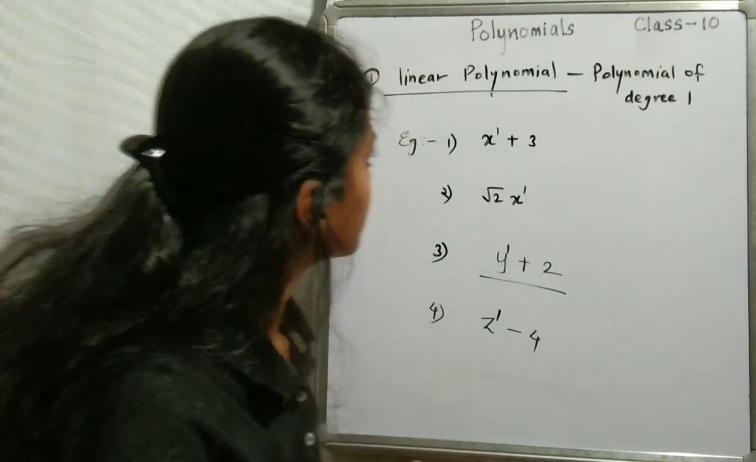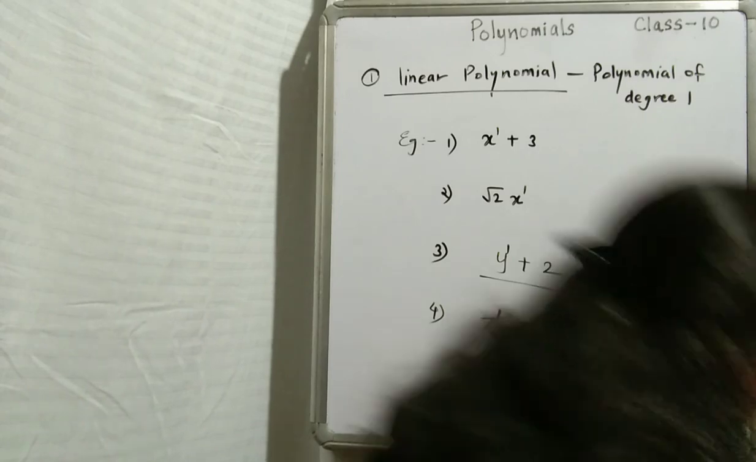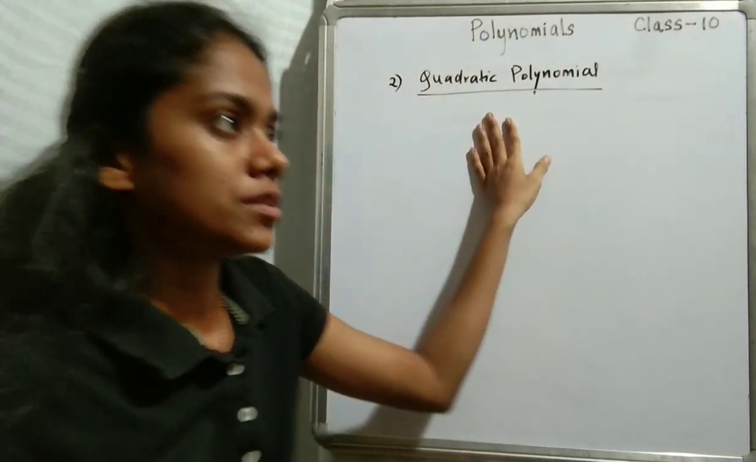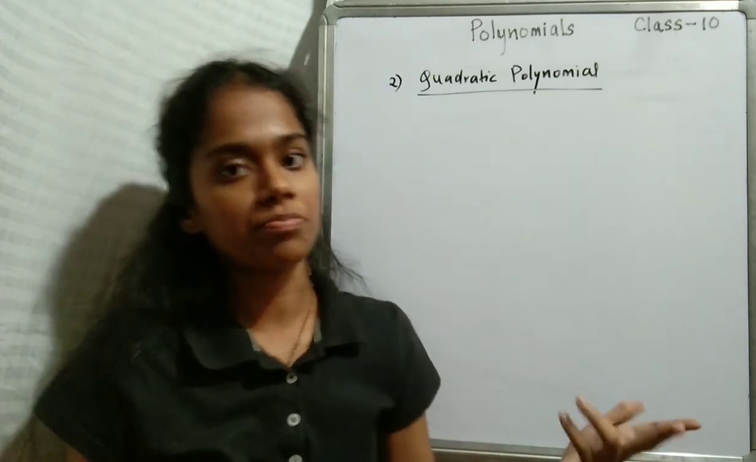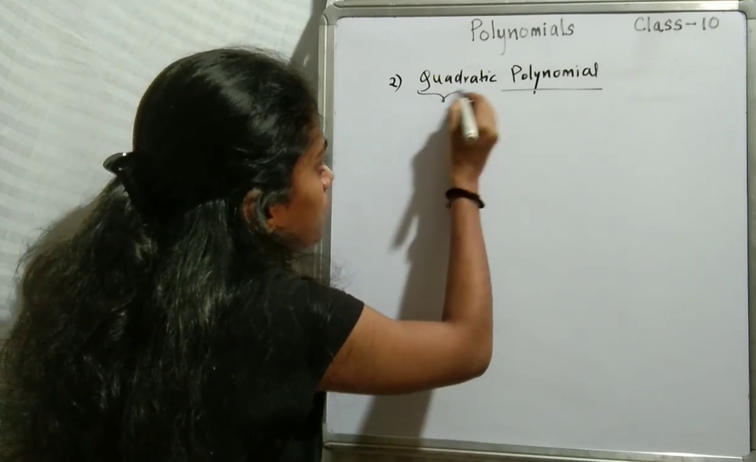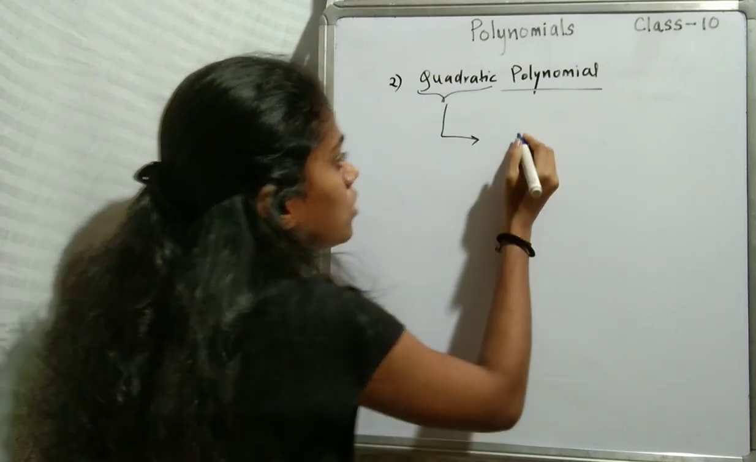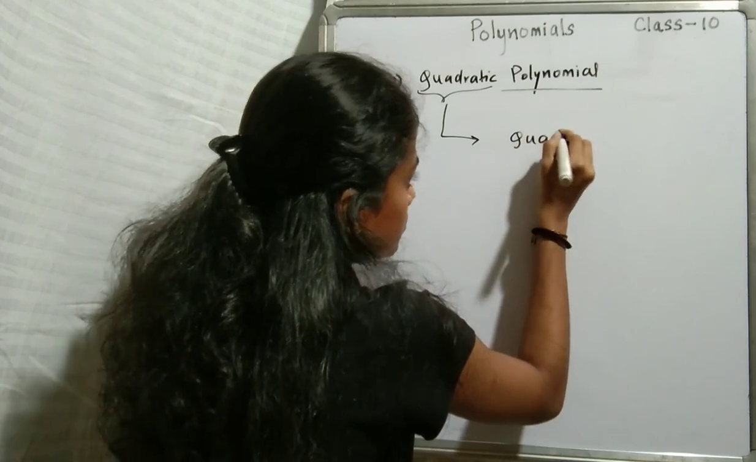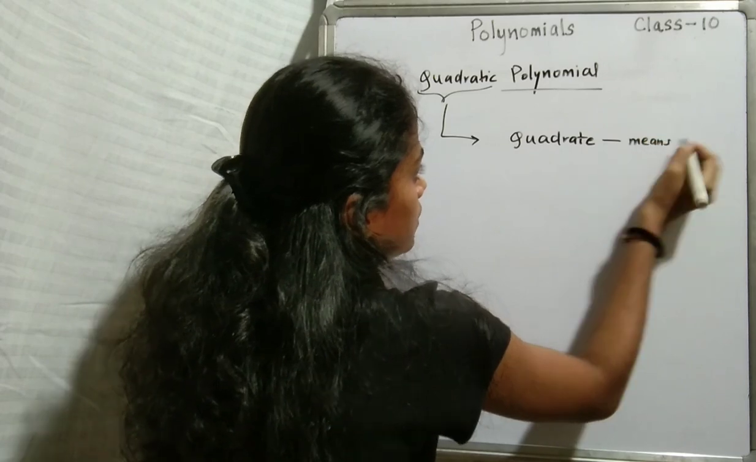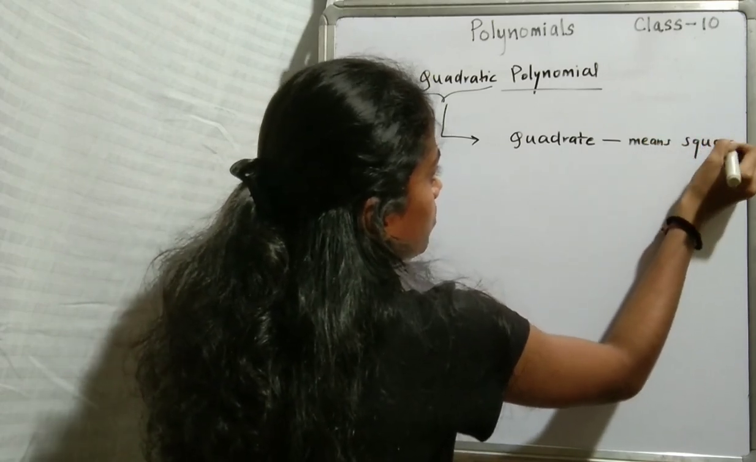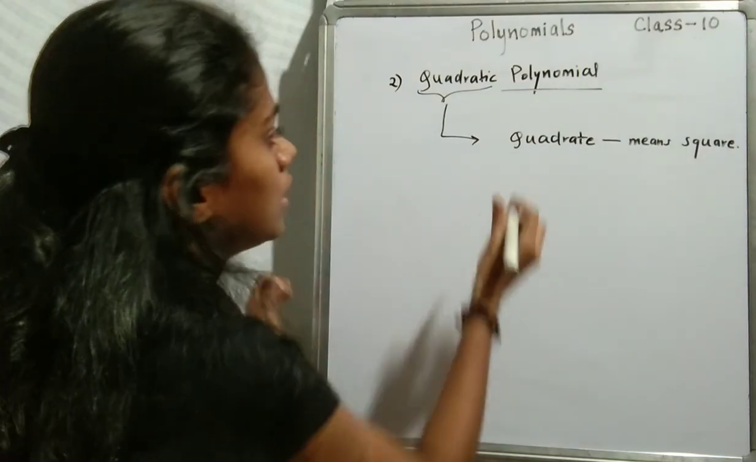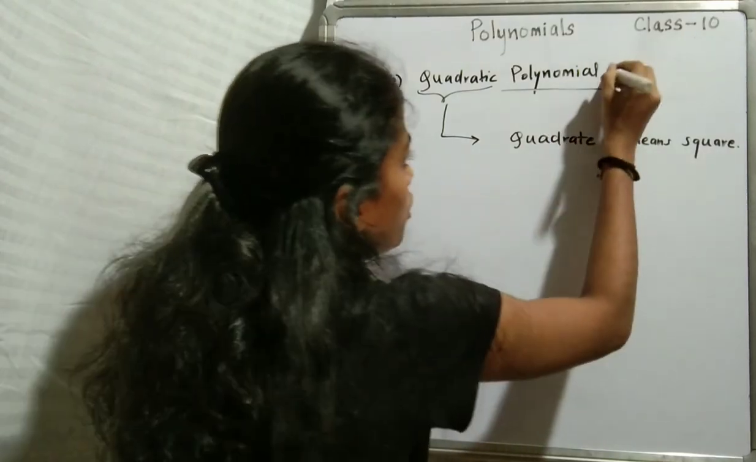Okay. Next is a quadratic polynomial. So quadratic polynomial will be what? It will be a polynomial of degree 2. This name quadratic is derived from a word called quadrate, and quadrate means square. Okay, so that's why it is called quadratic polynomial. And so it's a polynomial of degree 2.